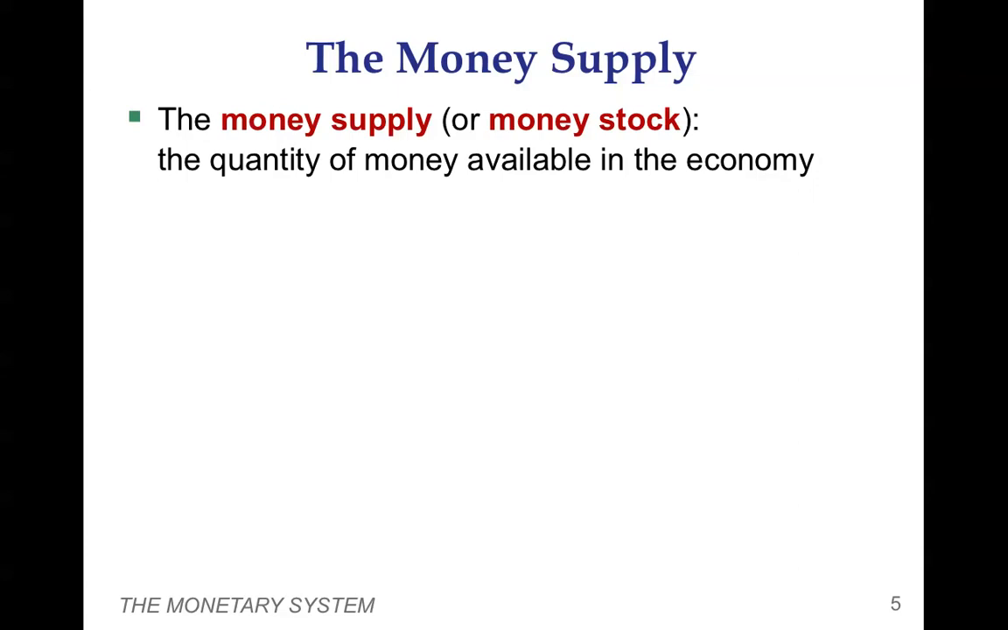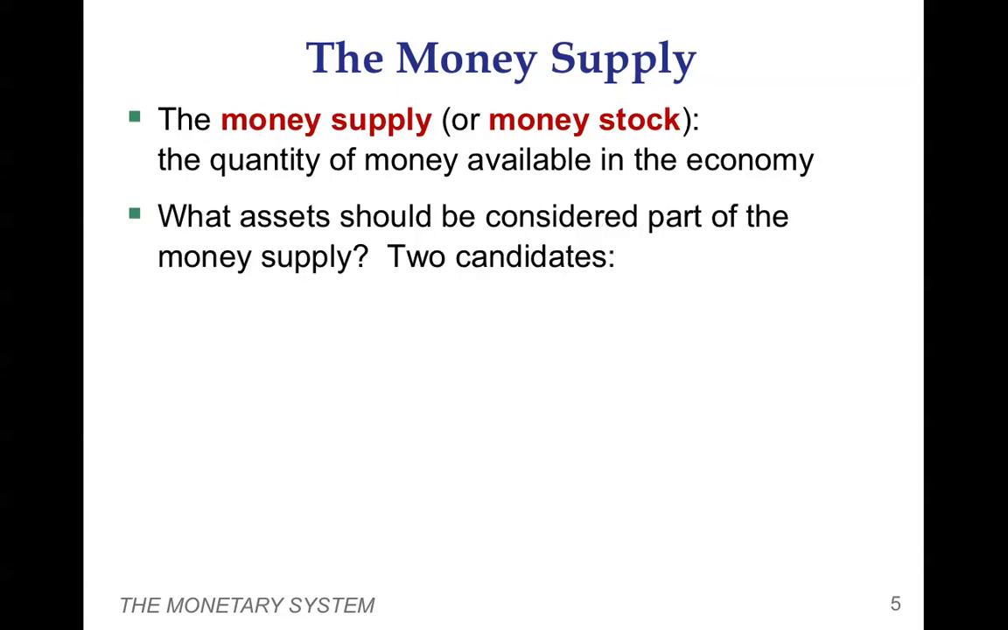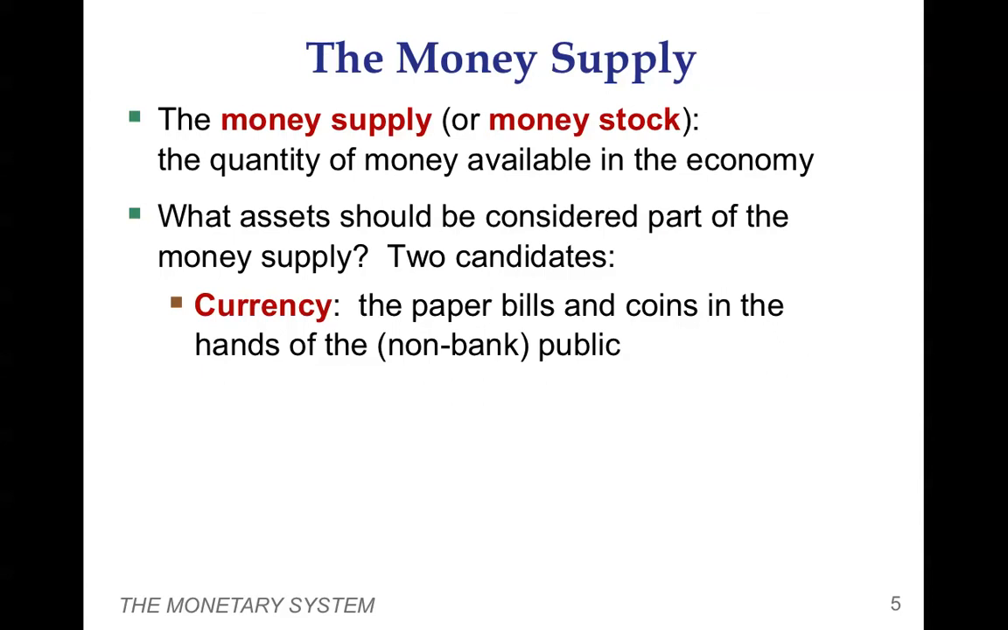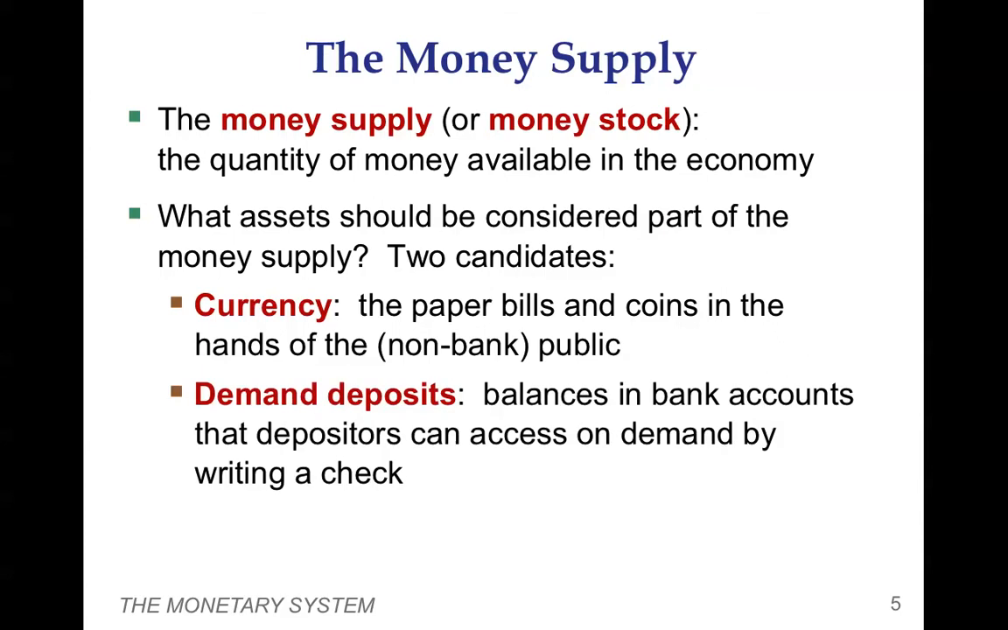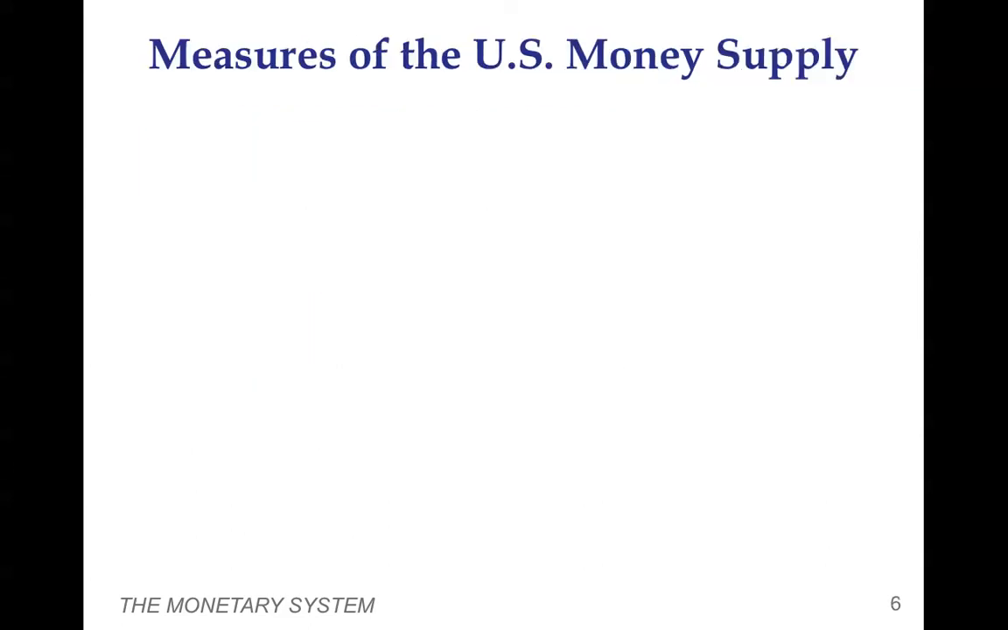Okay, the money supply, or money stock, is the quantity of money available in the economy. And what assets should be considered part of the money supply? Two candidates. One is obviously currency, and the other is demand deposits. So people putting money in the bank by writing a check, they can get that money on demand. That is a demand deposit, and both are considered money.